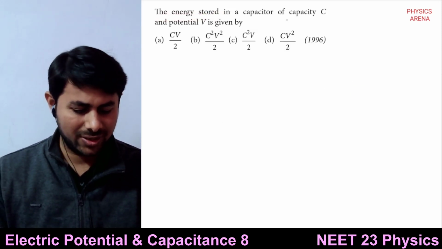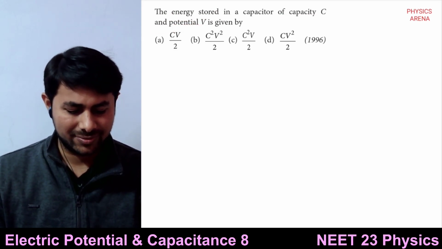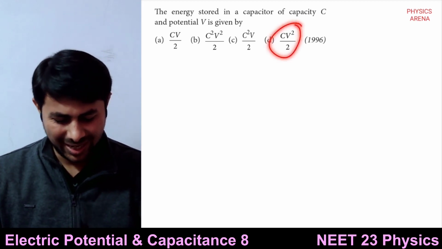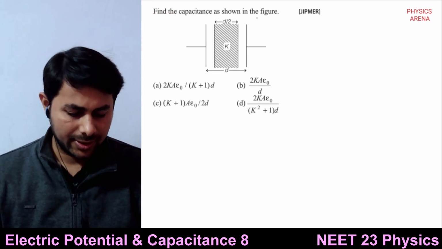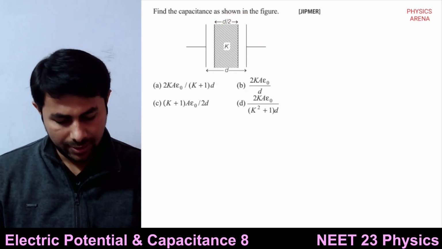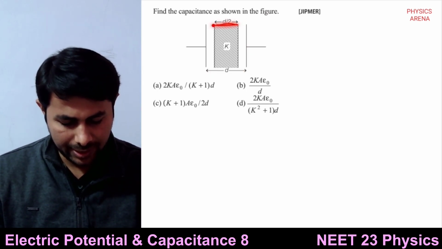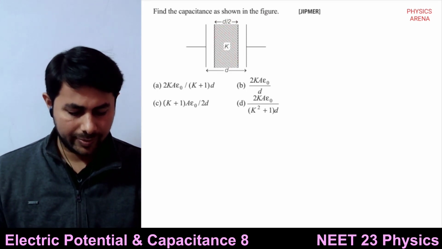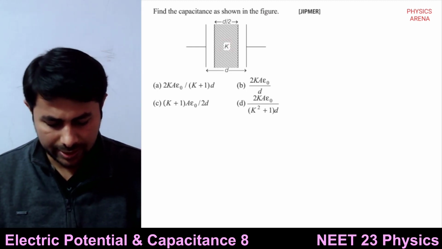The energy stored in a capacitor of capacity C and potential V is given by? This is the simplest question, right? It is half of CV square. Next, find the capacitance as shown in the figure. We want to find out the capacitance of this arrangement. Here you have a capacitor, and in d by 2, half of the distance, you have filled a dielectric having dielectric constant K. So there is this dielectric slab.